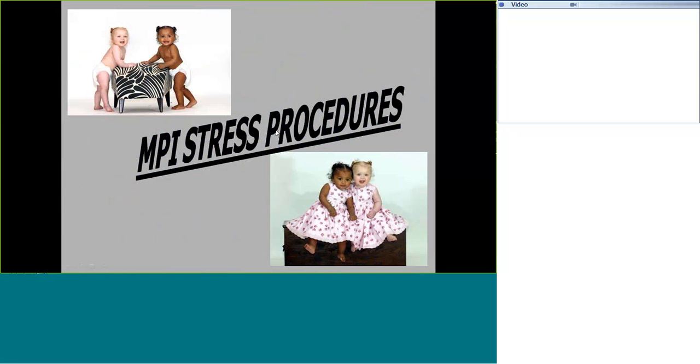So these stress procedures can be either conventional exercise in the form of treadmill or ergometer exercise, or you can also stress the patients with pharmacological agents. It's of paramount importance to understand the physiology and also the dosages of the pharmacological stress, because especially in children, most of the time we end up doing a pharmacological stress. So we will understand both.